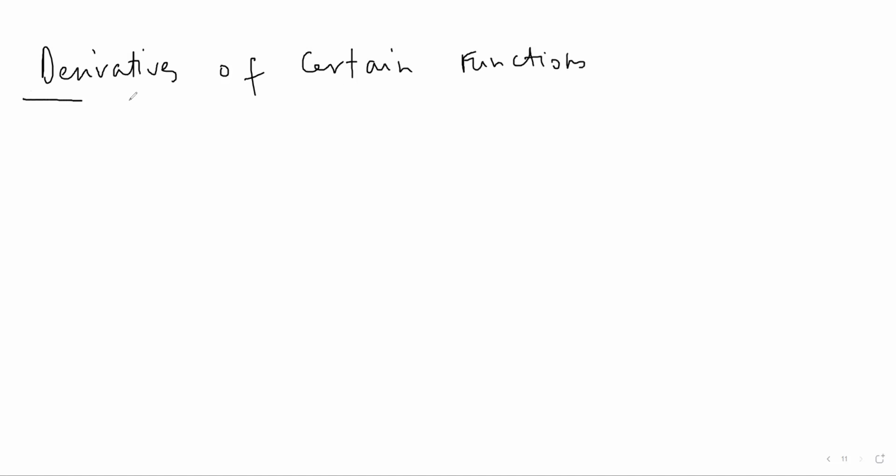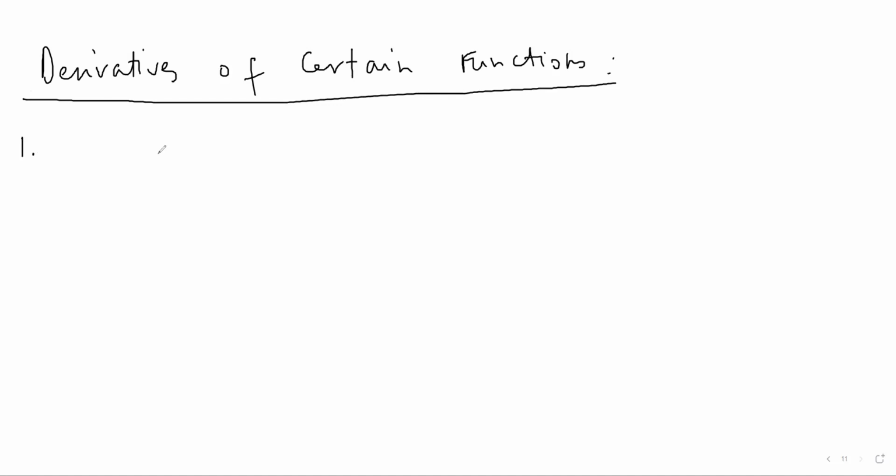Okay, let me write them down quickly. These are the derivatives of certain functions that you just must remember, that you have to learn off by heart.